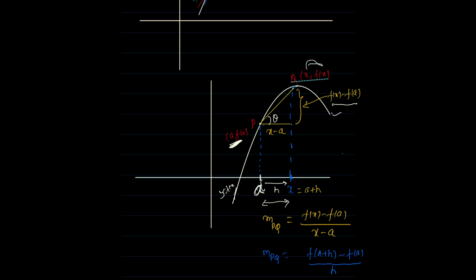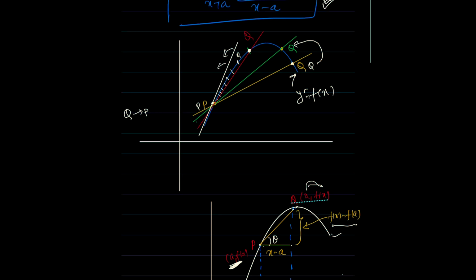Now the slope is m equal to tan theta. Taking theta, this is the perpendicular and this is the base, so tan theta is (f(x) minus f(a)) upon (x minus a). Now we see that this is a secant line. We can say this line is secant, this is also secant, this is also secant, but after some time this line becomes a tangent line.